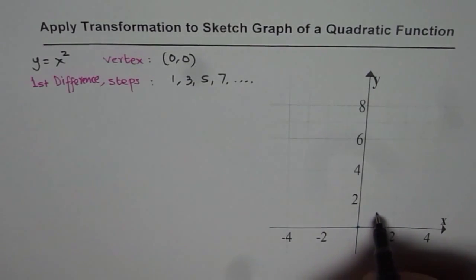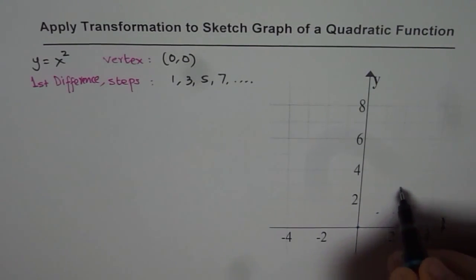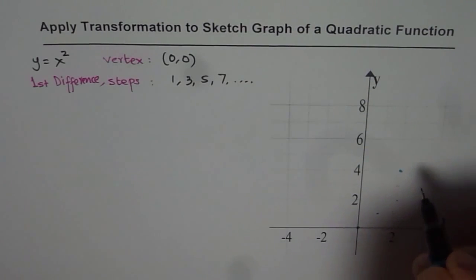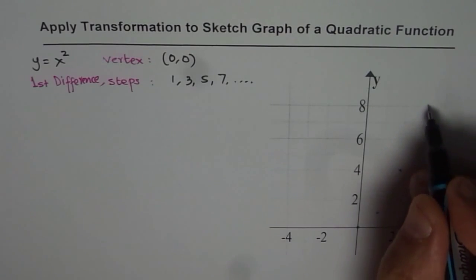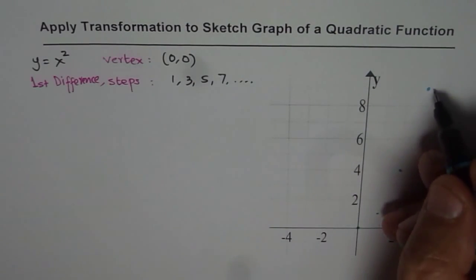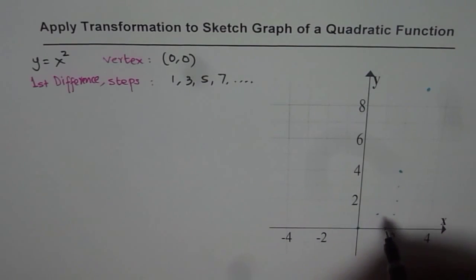So 1 unit, move 1 up. Second unit, move 3 up. So from here 1, 2, 3, that's your point. Then 5 up. So from here you go 1, 2, 3, 4, 5, right? As a check, we know 3 squared is 9, so this is just the right point.